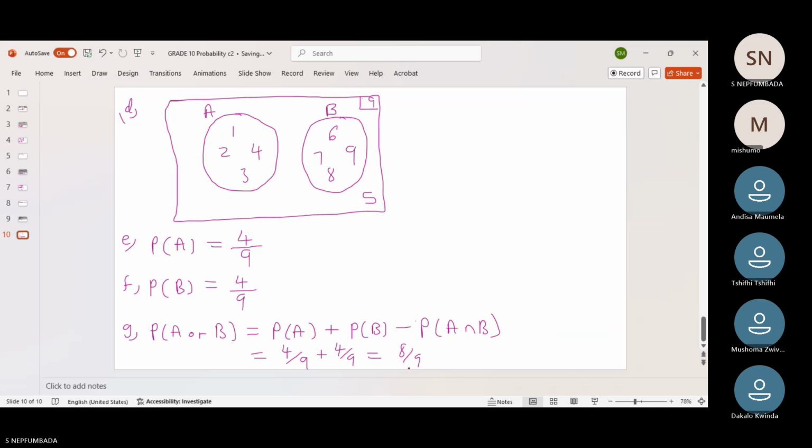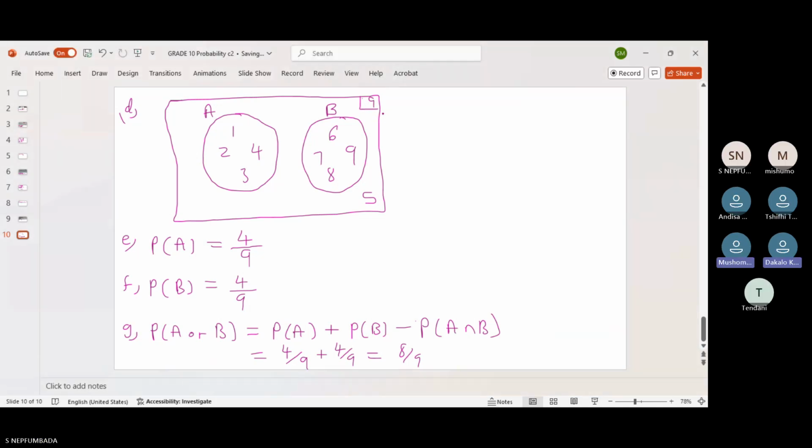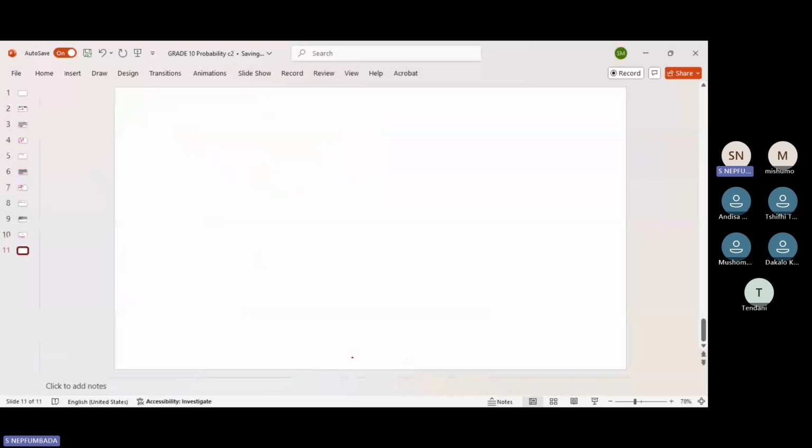Are we good? Can we continue? Okay. So now, let's go to the next question. What is the probability of an independent event? We said the probability of A and B is equal to what?